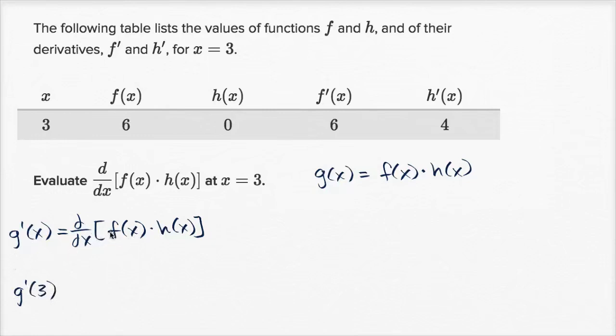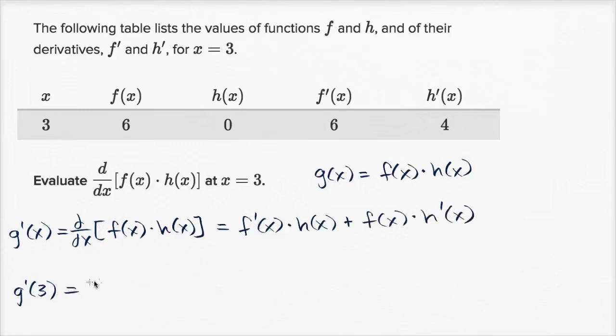Well, to do that, let's first think about what this is doing. They're asking us to take the derivative with respect to x of the product of two functions that we have some information about. If we're taking the derivative of the product of two functions, you could imagine that the product rule could prove useful here. So I'm just going to restate the product rule. This is going to be equal to the derivative of the first function, f prime of x, times the second function, not taking its derivative, plus the first function, not taking its derivative, f of x, times the derivative of the second function, h prime of x. So if you're trying to find g prime of 3, that's just going to be f prime of 3 times h of 3 plus f of 3 times h prime of 3.